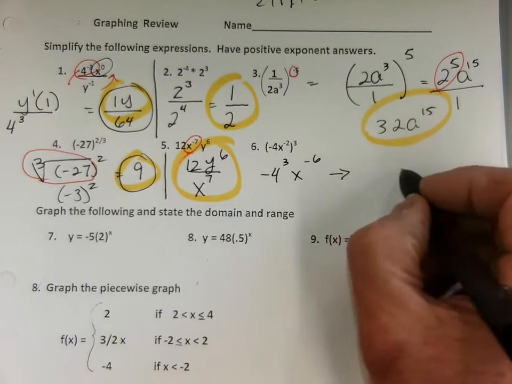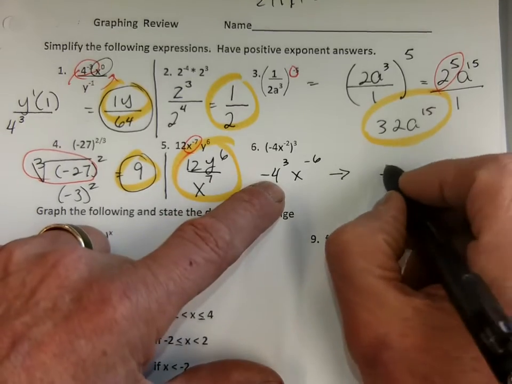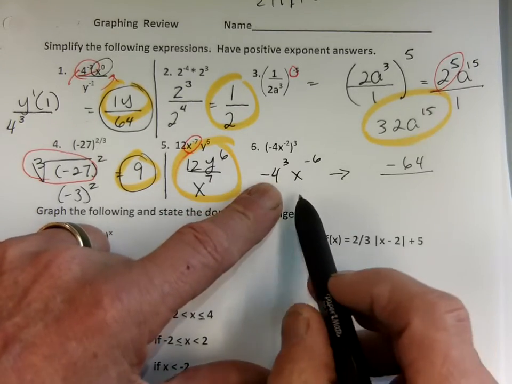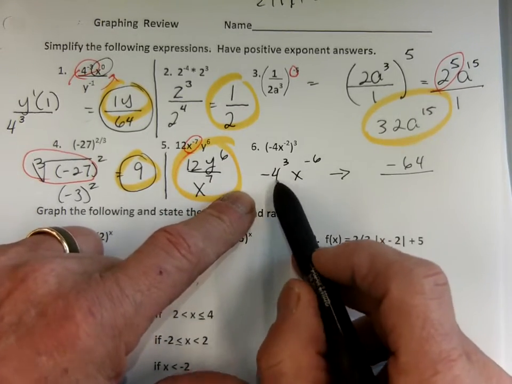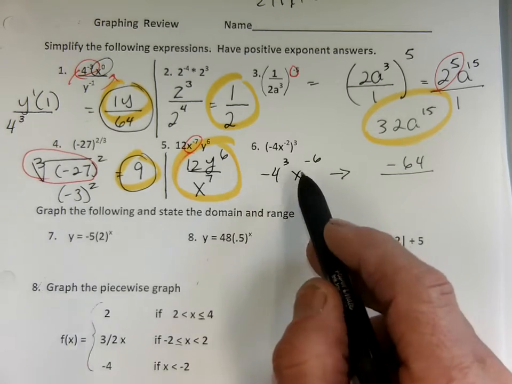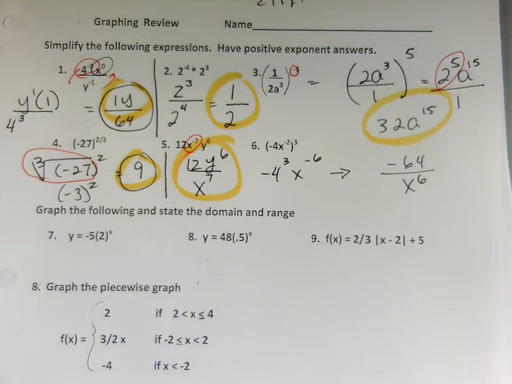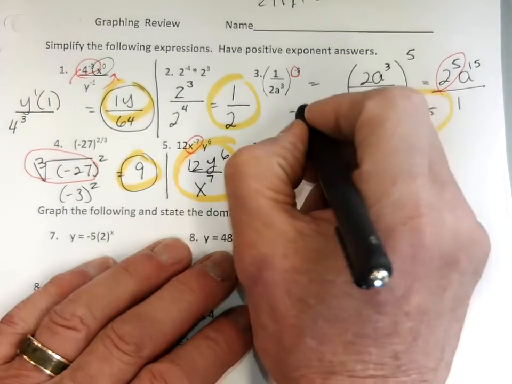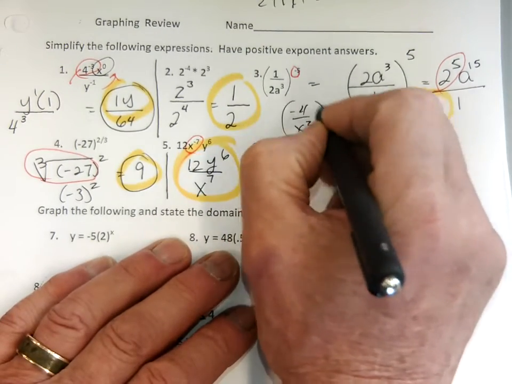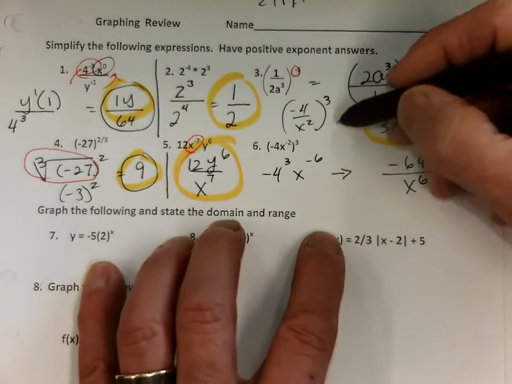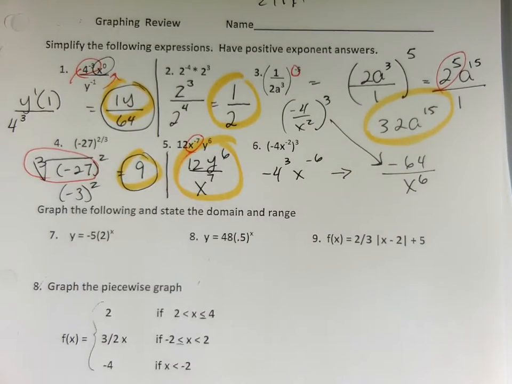So this is not bad. So I'm going to get a negative 64. Where did I get the negative 64? Negative 4 times negative 4 times negative 4. And then I'm going to move the x to the 6 down. I could have done it a different way, like negative 4 over x squared, cubed, and I would have gotten the same answer. Can you see that? I don't want to confuse you, okay?